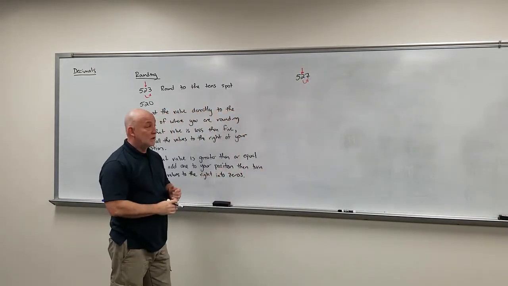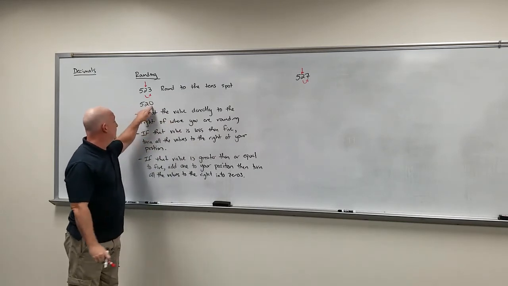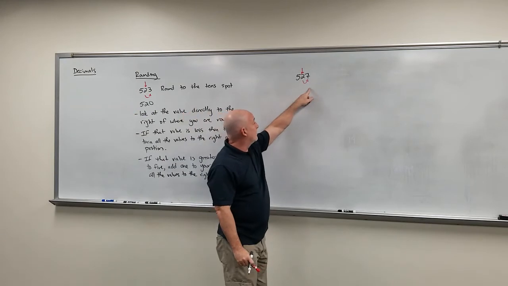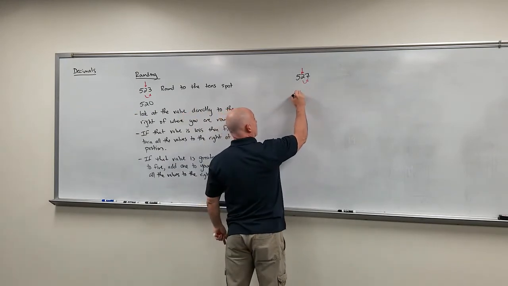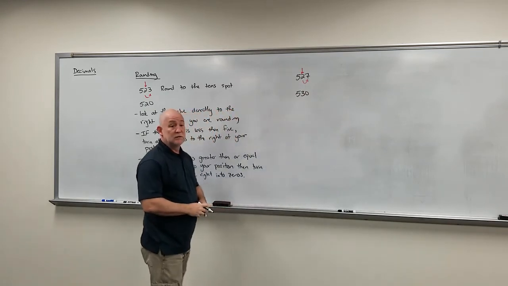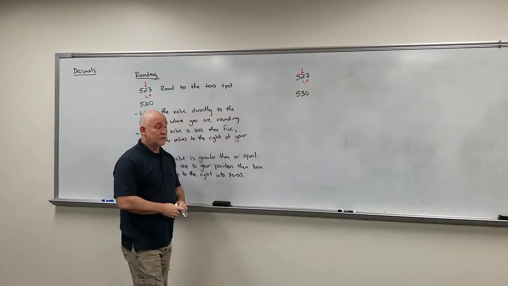If that number is less than 5, all we do is change everything to the right of that into zeros. In this case, if the number is greater than or equal to 5, we add 1 to our position, so we change the 2 into a 3, and then everything else is zeros. All right, let's try a couple more of these.